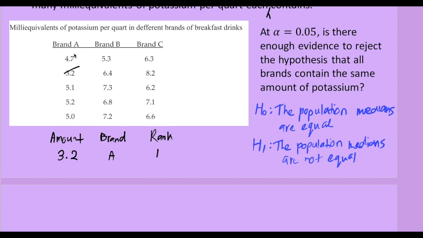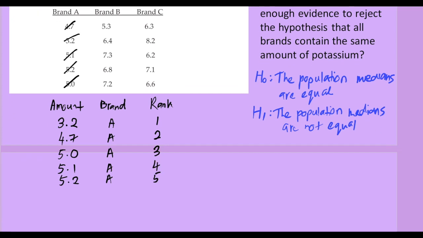Next is 4.7, also brand A, rank number 2. Next is 5.0. Similar, brand A, rank number 3. Then we have 5.1 and 5.2. Brand A, 4 and 5. Then we have 5.3. Brand B, rank number 6.